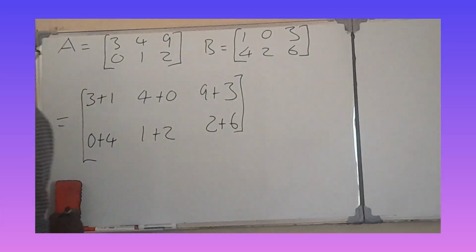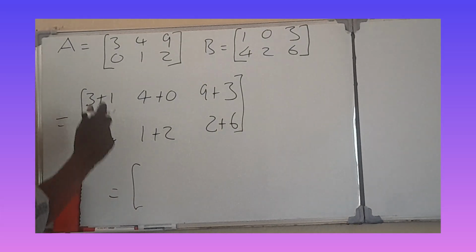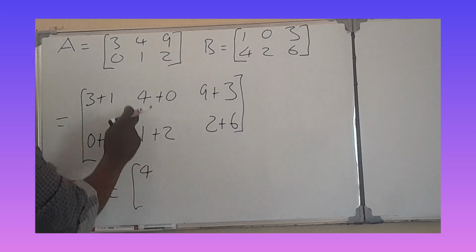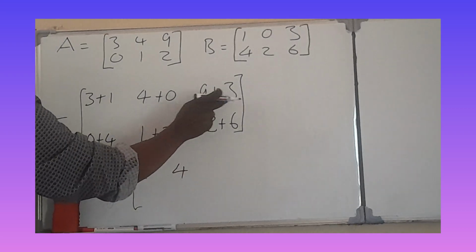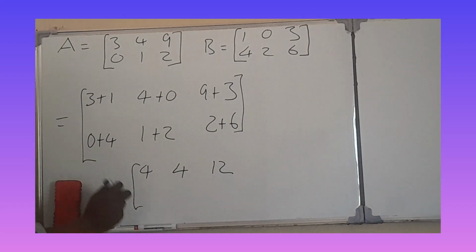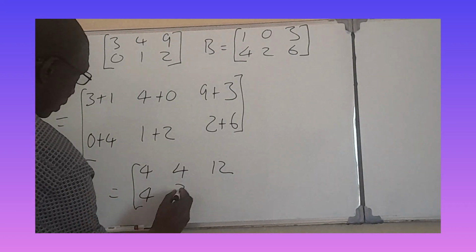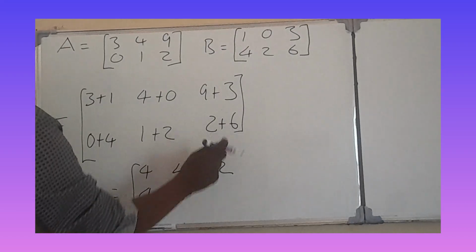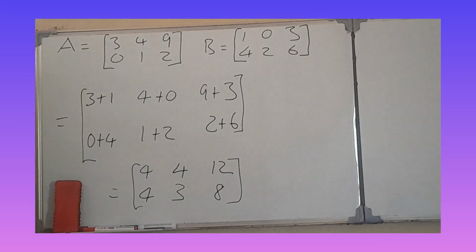Now let's simplify. This becomes equal to 3 plus 1 is 4. 4 plus 0 is 4. 9 plus 3 is 12. 0 plus 4 is 4. 1 plus 2 is 3. 2 plus 6 is 8. That is the sum of A and B.